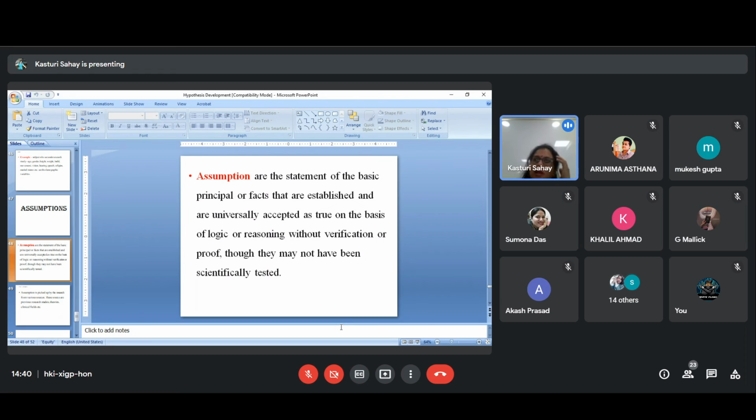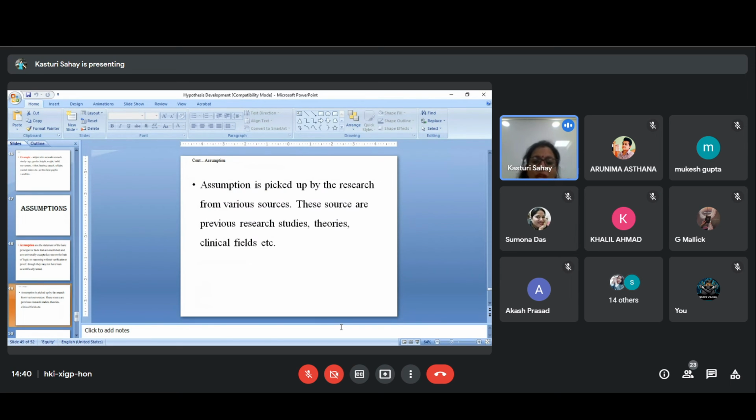So what happens when you are conducting a research? You make some assumptions apart from the hypothesis which you have defined. There are some set up assumptions which you make, that you're sure that this is going to happen. So that is known as your assumptions. Assumptions are picked up by the researcher from various sources. These sources are previous research studies, theories, clinical fields, etc.